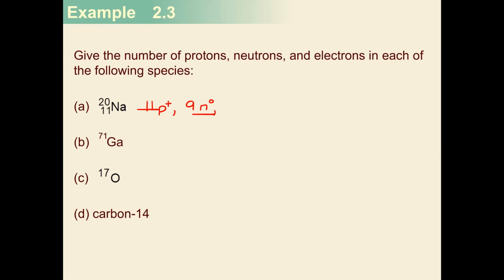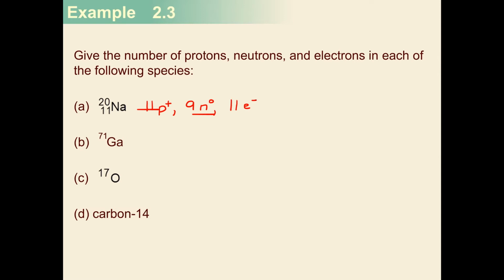So now the question becomes, how do I know how many electrons to have? Well, if it is a neutral atom, we must have as many electrons as we do protons. So in this case, you would end up having 11 electrons to balance the 11 proton charge.